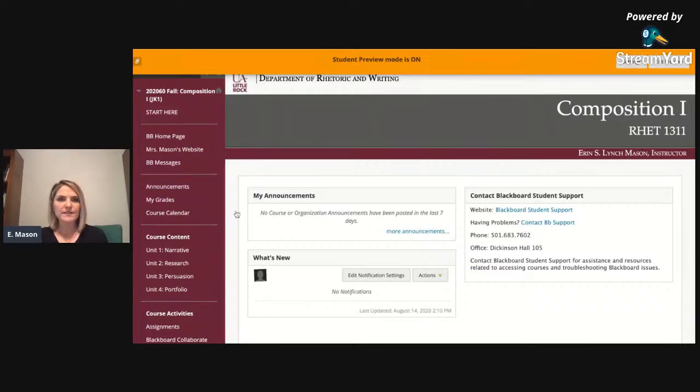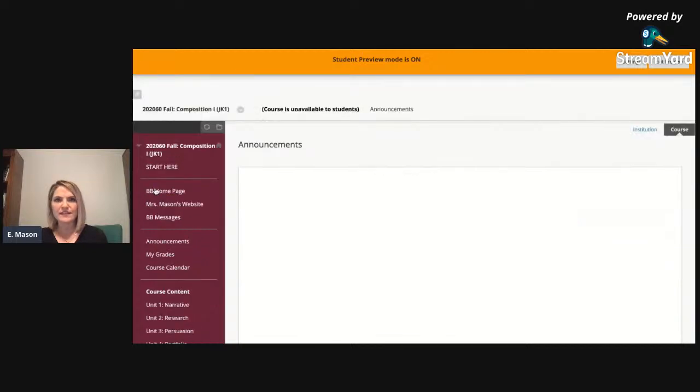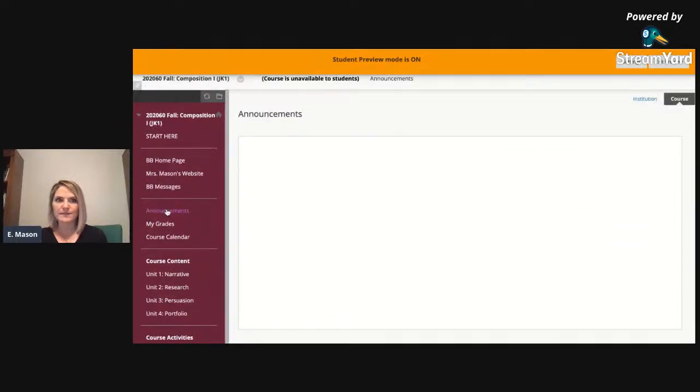Announcements. That goes with the same announcements that are on the homepage, but this is just the page that shows all the announcements. My Grades, that is where your grades are. It can show you what grade you got on a specific assignment, or it can show you what your whole course grade is thus far. Course Calendar.